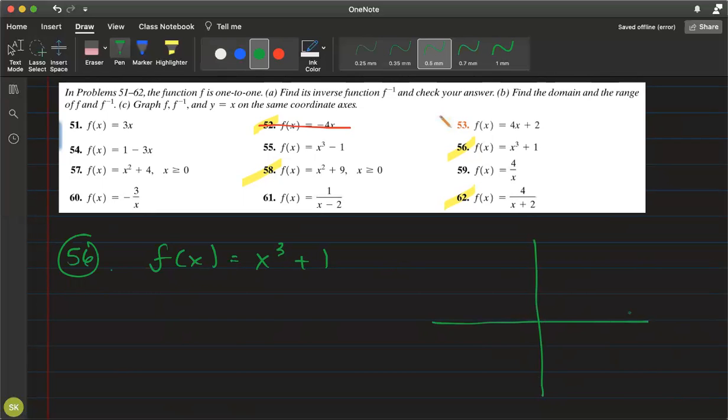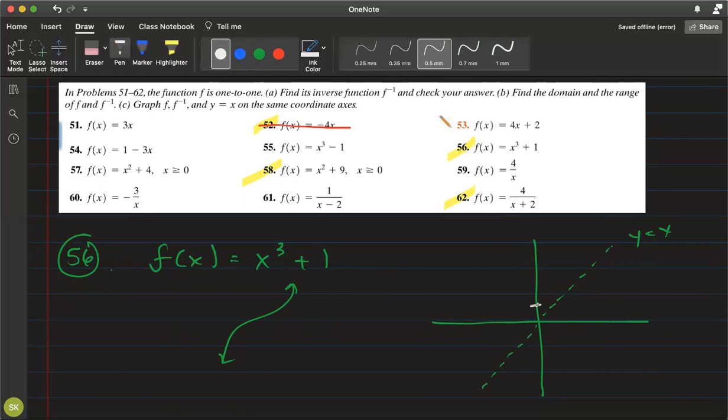X cubed was one of those functions that we had to memorize, the parent function. This is the line y is equal to x. X cubed looks like this. And see how we have this 1 on the outside? We move it up 1 unit. So I'm going to put it in white. So we're going to go up 1.